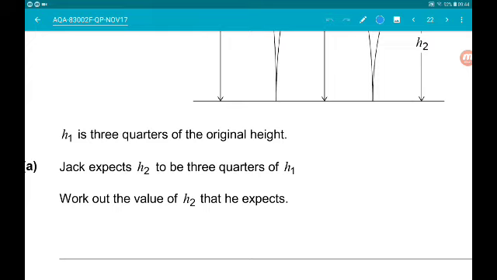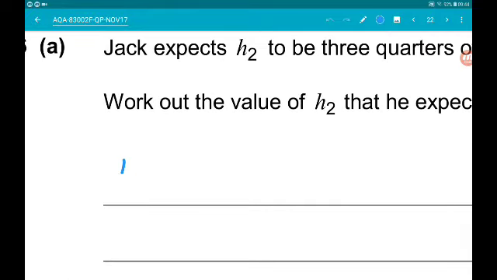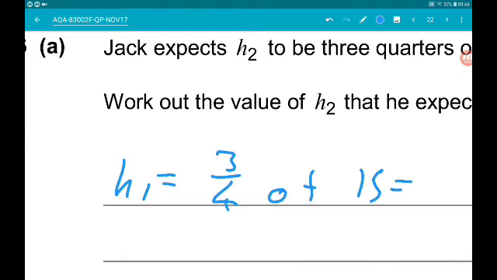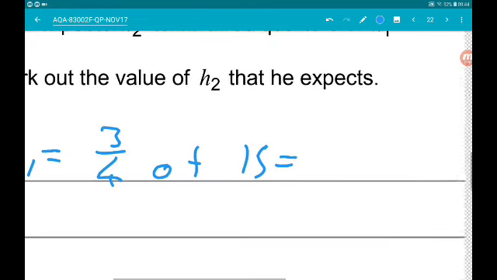Work out the value of h2 that Jack expects. Okay, so h1 is 3/4 of 15. Then we can use our calculators to do that. So you can put the fraction in and multiply 15. You can use a decimal, 0.75 times 15 for example, and we get 11.25.